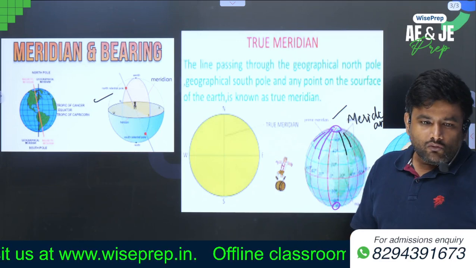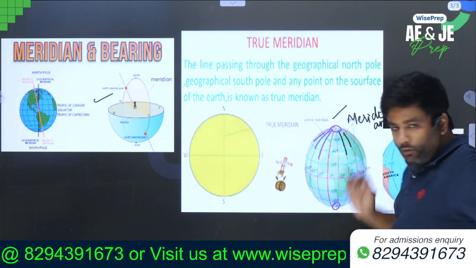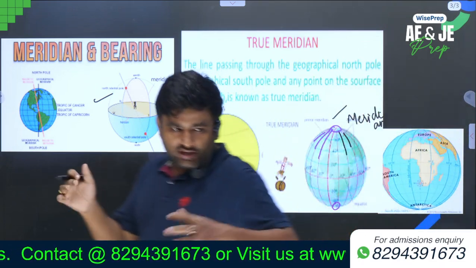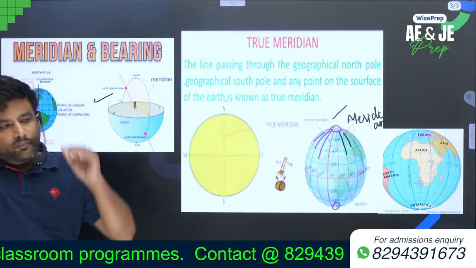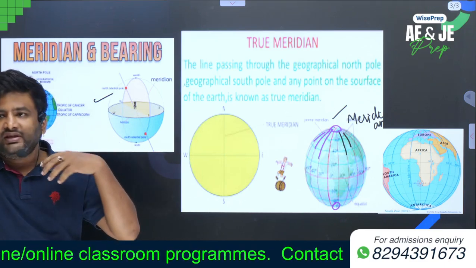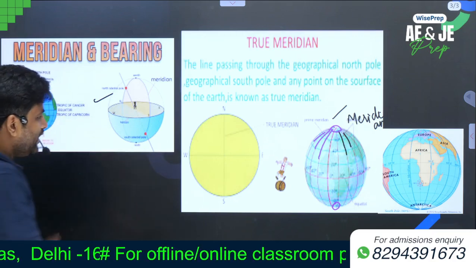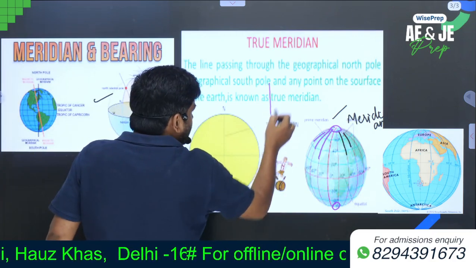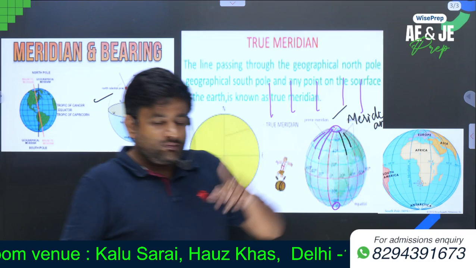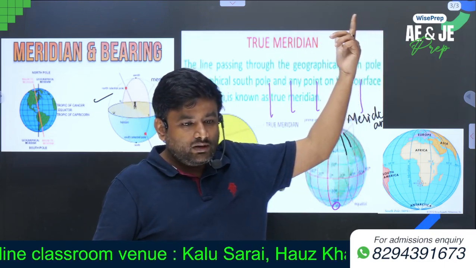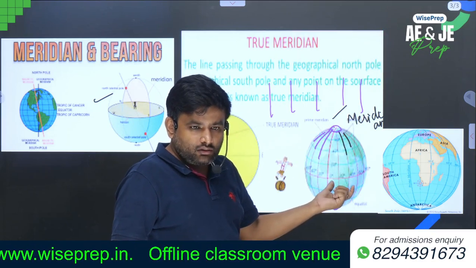What we are observing here is that true meridians always converge at the poles. But when we do the questions, for the sake of our convenience, we'll consider it to be plane surveying. We'll assume that all true meridians are parallel to each other. But at the research level, at the postgraduate level, we assume the true meridians to be converging at the poles.